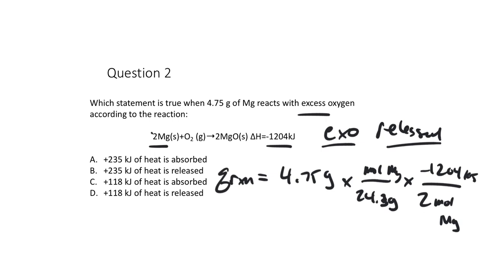So the reaction is... hold on one second, 4.75 divided by 24.3 divide by 2 times negative 1,204. Okay, I put it in the calculator wrong the first time, so I get 118. So my Q reaction is negative because the reaction's losing heat, giving heat off. So I have 118 kilojoules released.